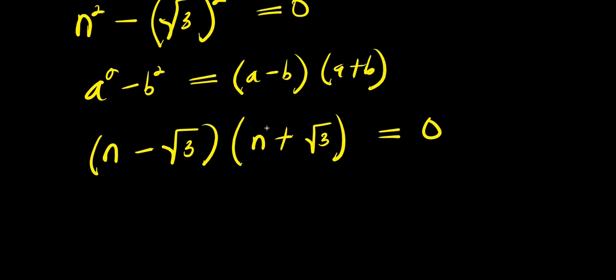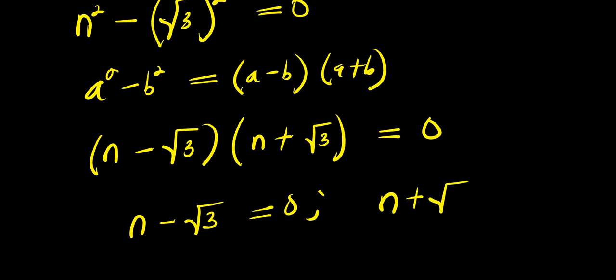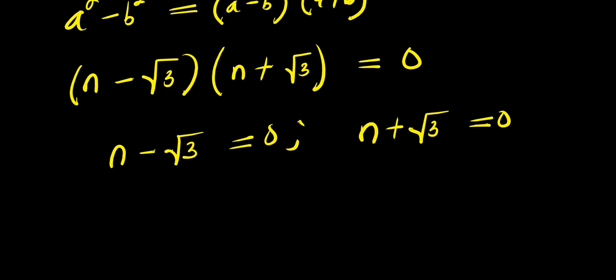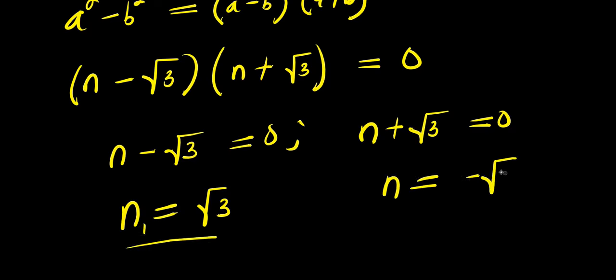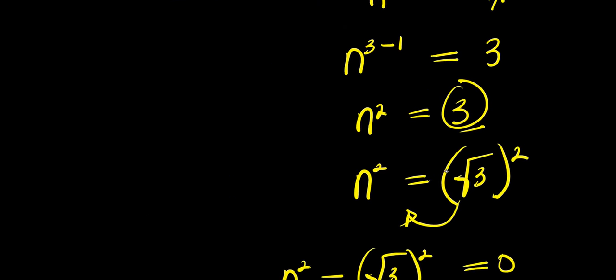I can equate each of these to 0. I have n minus root 3 equals 0. I also have n plus root 3 equals 0. So to solve these individual equations, from here I have n equals root 3. That is my n1. And for this, I have n equals negative root 3. That is my n2. Now, this is one way of solving this.